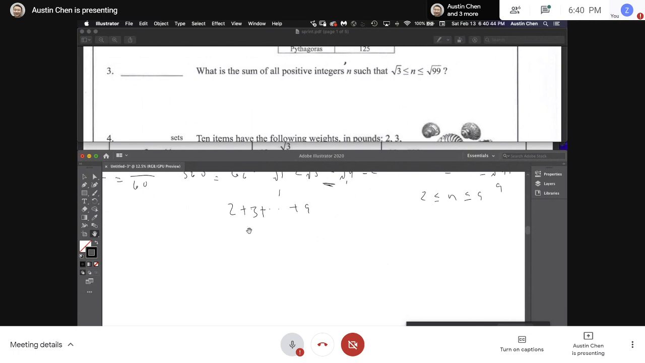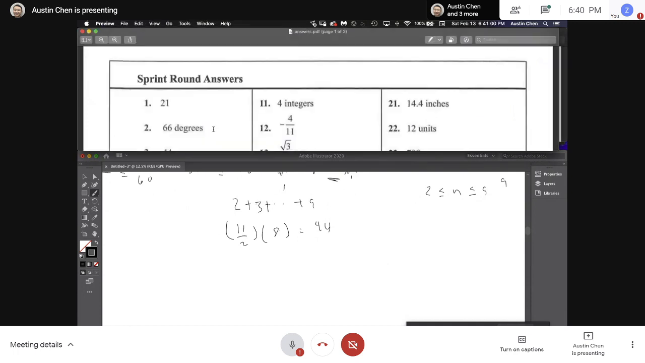And then this is just an arithmetic sequence. We're going to take the mean, which is 11 halves. It's first and last added up, then over 2, times the number of integers that are here, which is 8. And then this will be 44. So yeah, that's your answer.